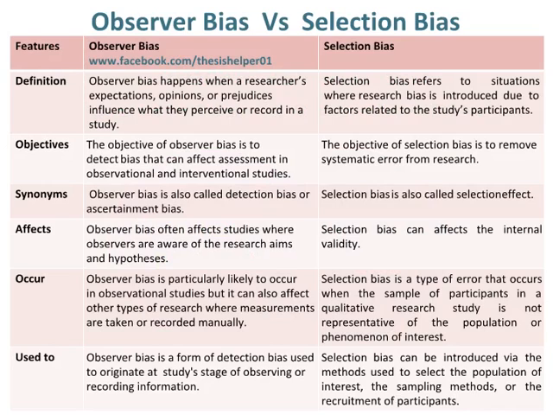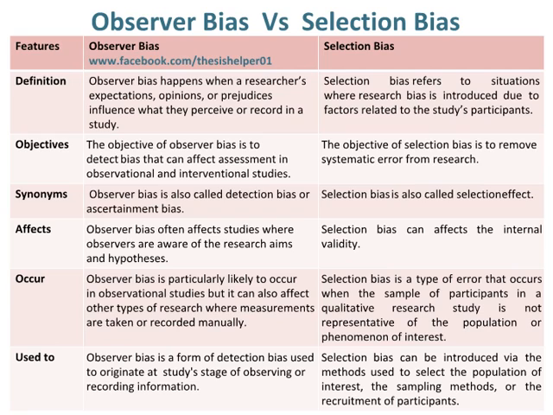Observer bias happens when a researcher's expectations, opinions, or prejudices influence what they perceive or record in a study. Whereas, selection bias refers to situations where research bias is introduced due to factors related to the study's participants.